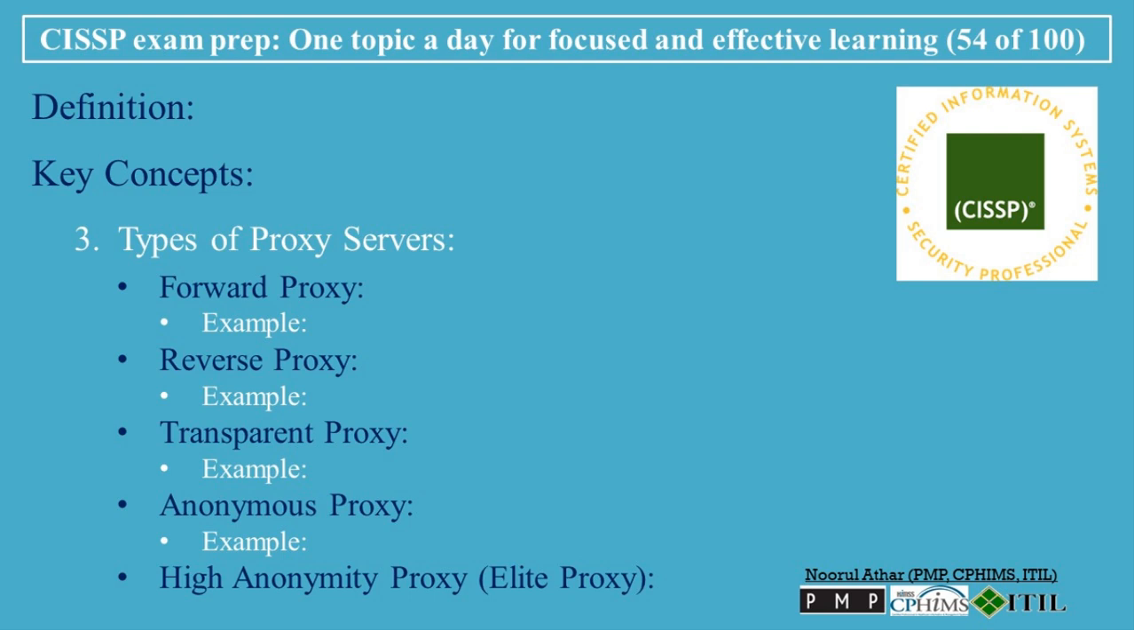High anonymity proxy, elite proxy. A high anonymity proxy not only hides the client's IP address, but also does not reveal that a proxy is being used. This provides a higher level of privacy, as the destination server believes the request came directly from the proxy server's IP address without knowing a proxy was involved. Example: a journalist in a restrictive country uses a high anonymity proxy to access censored content without detection.